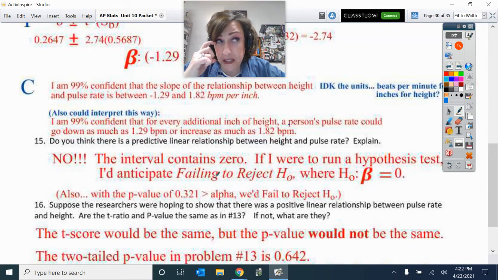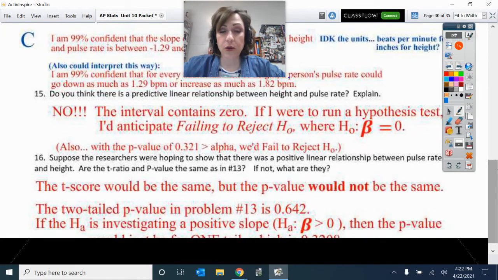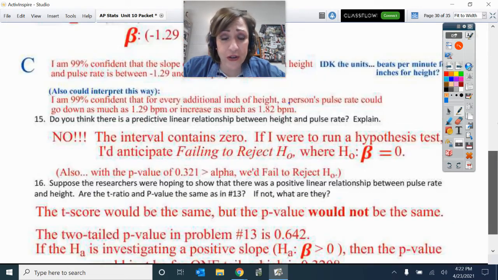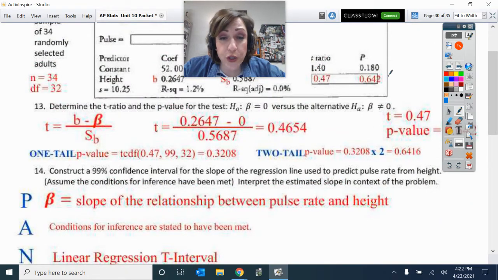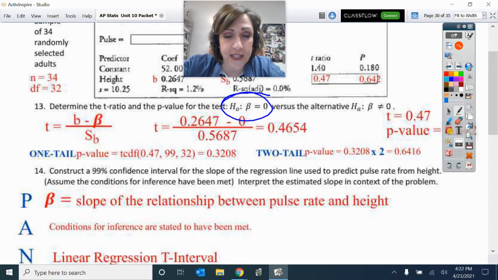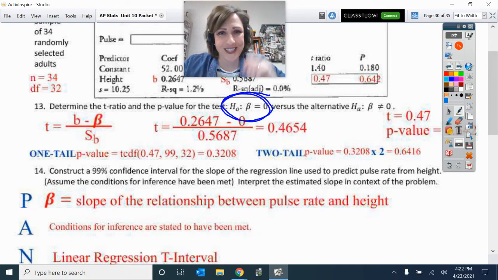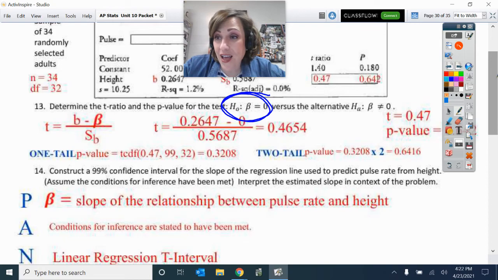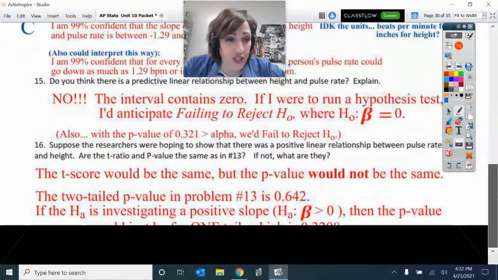I don't think I would reject that null hypothesis because the slope could be 0. Which totally makes sense, because do you remember that up above? Oh, yikes, I put 0.321 for the alpha. What was the p-value up here? Huge, 0.642. I would not have evidence to reject the null hypothesis. So I wouldn't have evidence of a significant linear relationship.